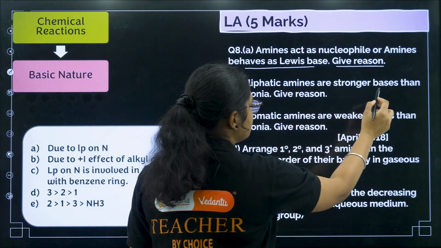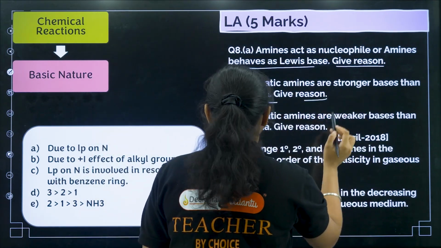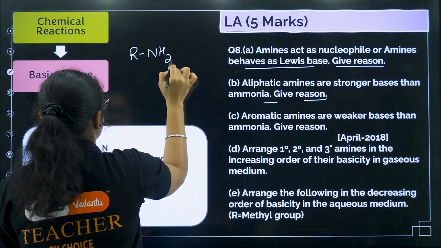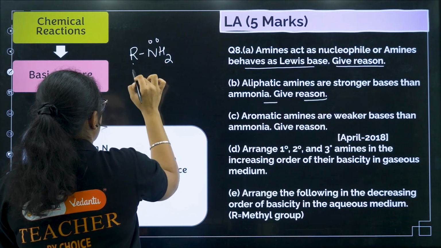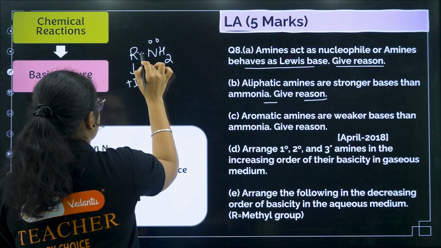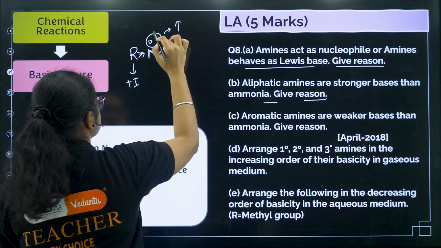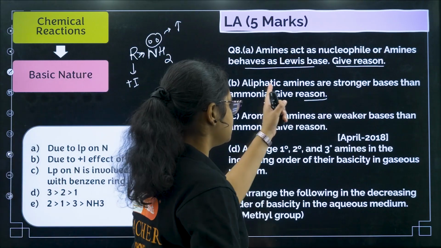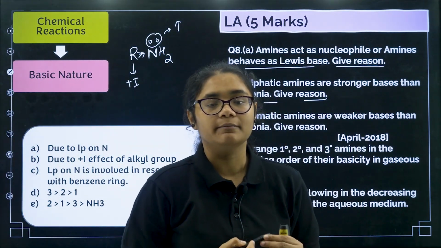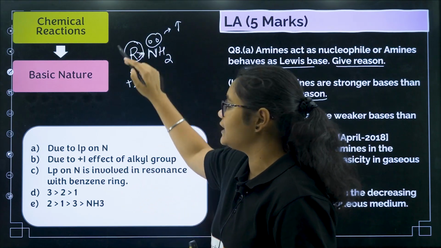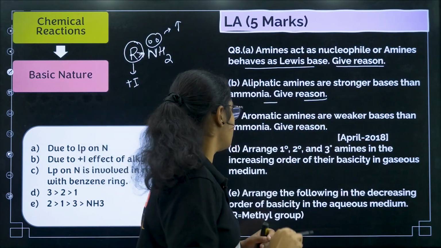Next, aliphatic amines are stronger bases than ammonia. So if you see, aliphatic amines are like this, right, and these R groups have a plus I effect, so they donate electrons to this nitrogen, its electron density increases, so it can donate better, right. So that is why aliphatic amines are better bases than ammonia, that is due to the plus I effect of this alkyl group.